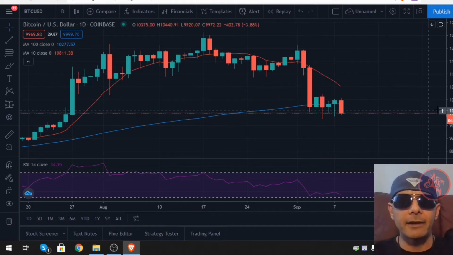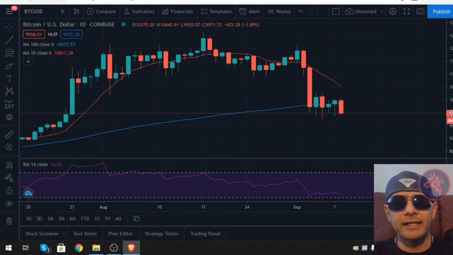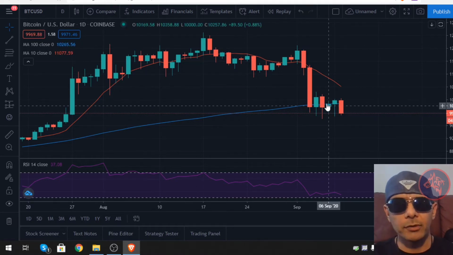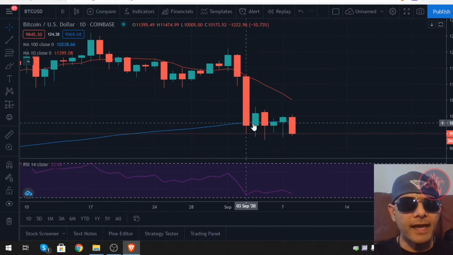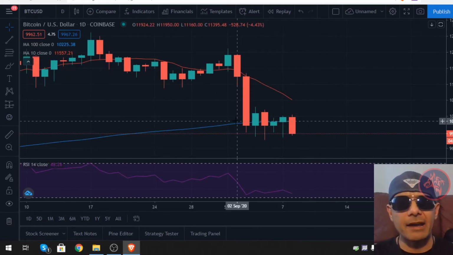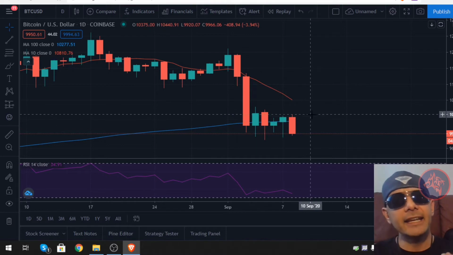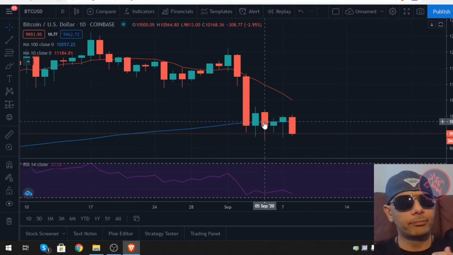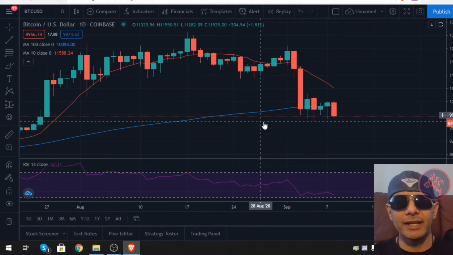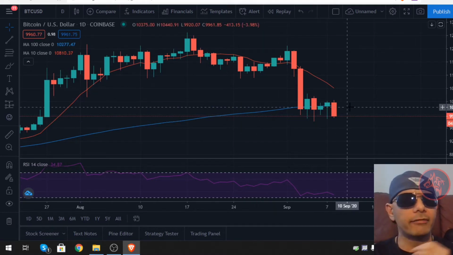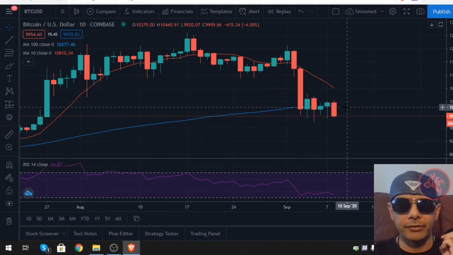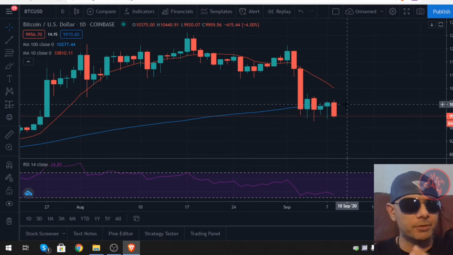So Bitcoin right now is at $9,972 on the Coinbase market, Bitcoin USD. Right now, that 100 MA is starting to flatten out, okay? A flattening out 100 MA or 200 MA, whatever you're using, when it goes flat, it is the king. It is the controller of everything going on, kind of the initial controller. So this is why I'm showing you this.